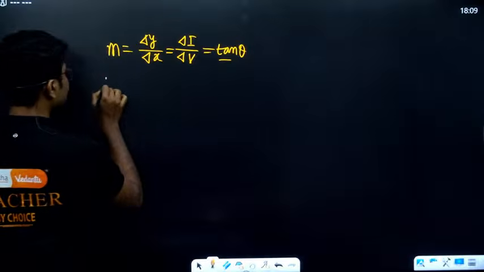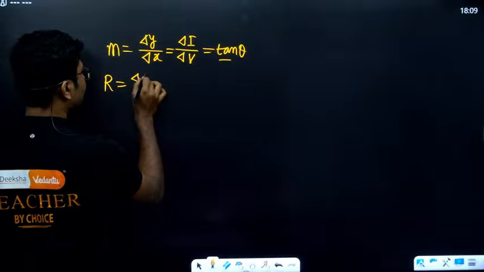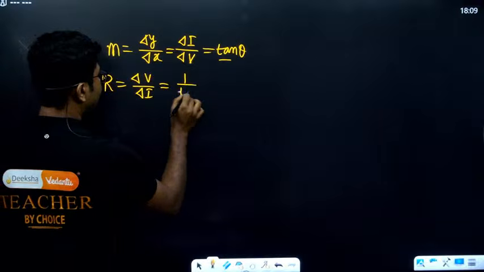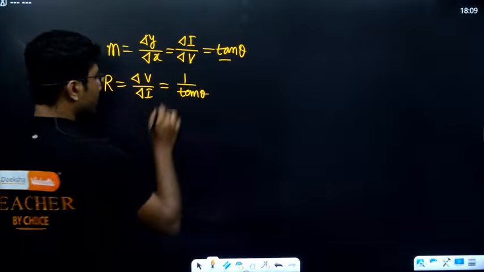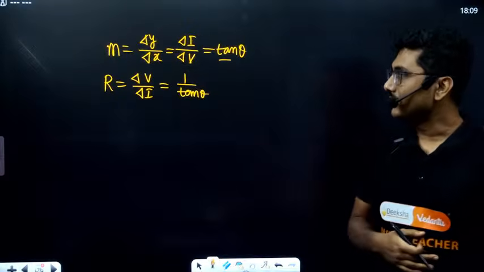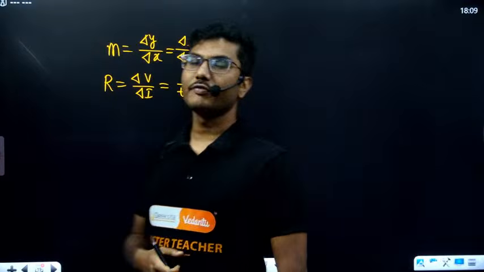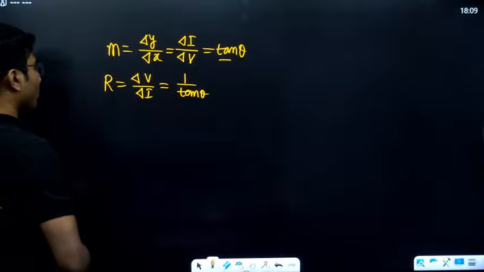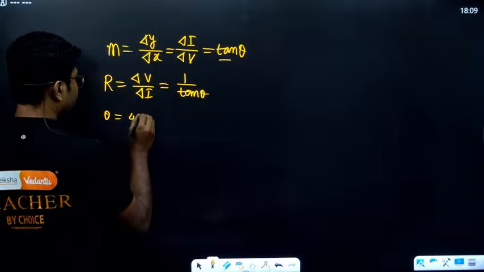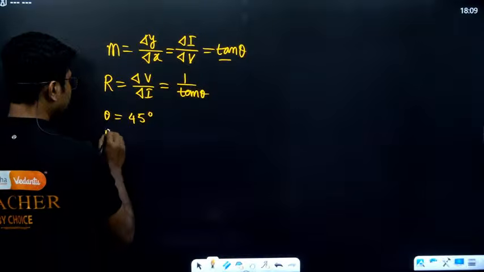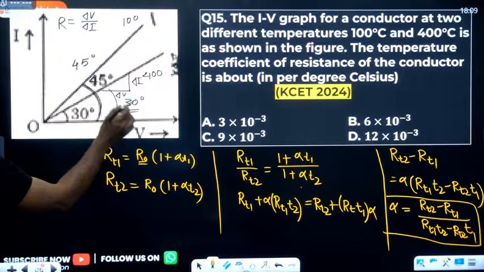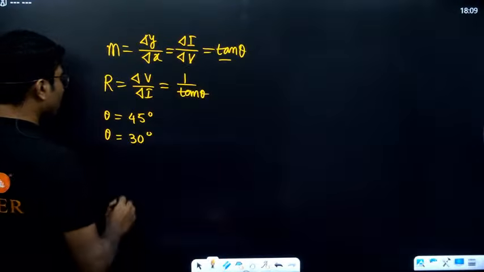But resistance, on the other hand, is given by delta V by delta I, that is 1 by tan theta. So if the V versus I graph is given, then resistance is actually the inverse of the slope. Here it is given theta is 45 degrees for one and theta is 30 degrees for the other.